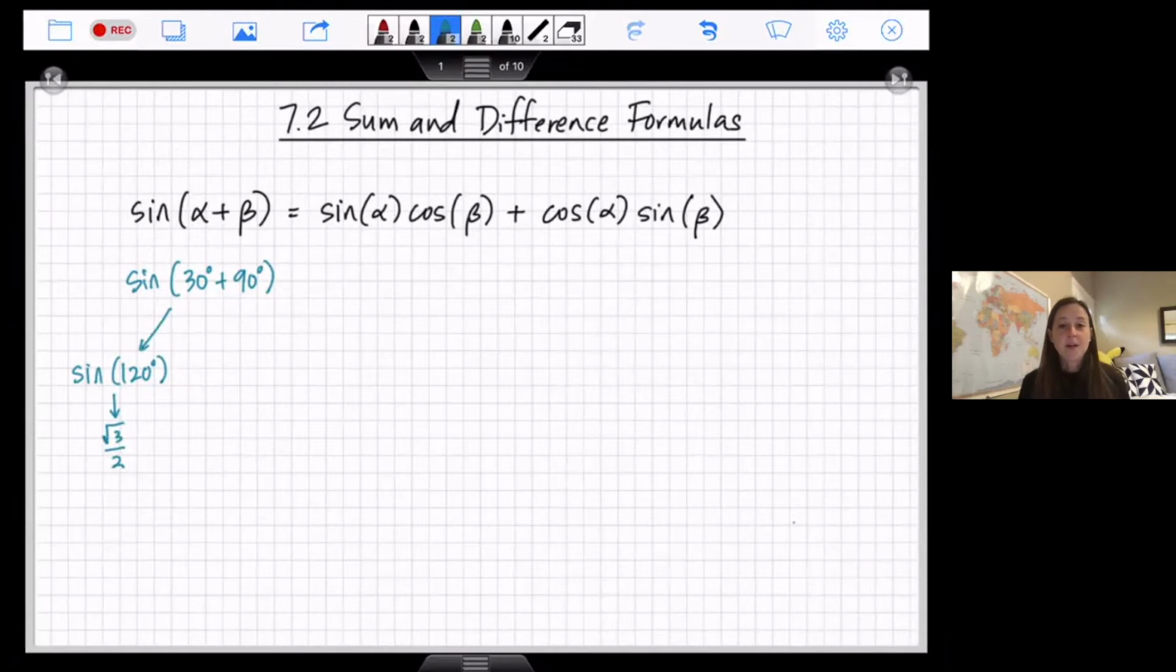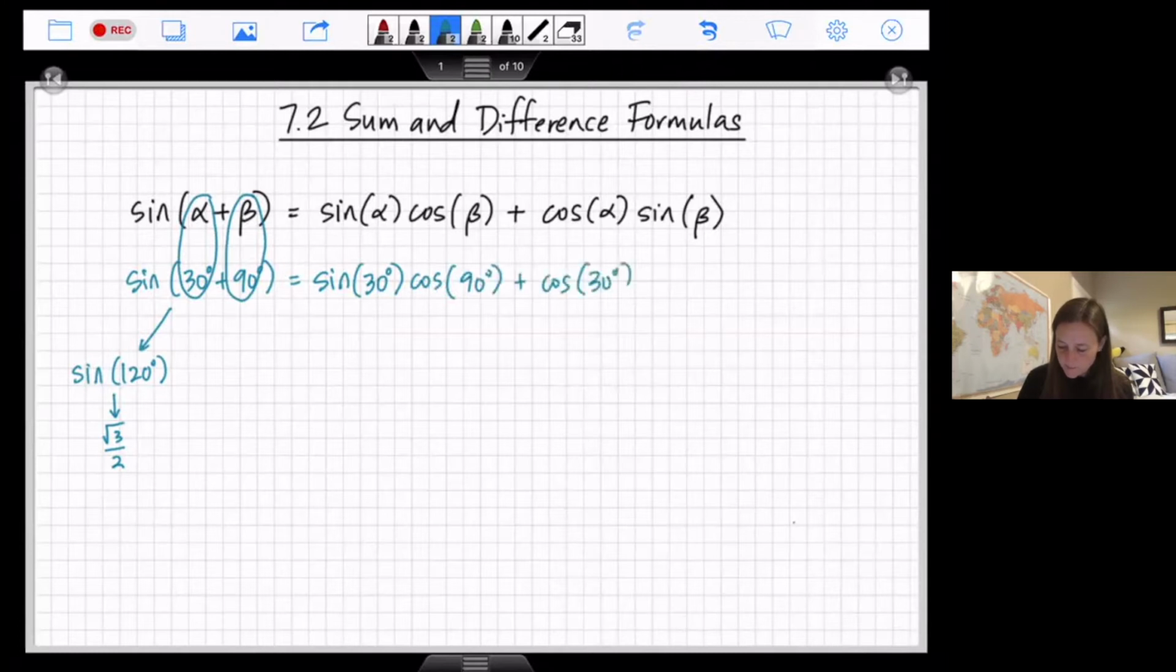So if I plug in 30 and 90 for alpha and beta in this formula, at the end, it should give me the square root of 3 over 2 if this formula is actually correct. So I'm just going to plug in 30 for alpha and 90 for beta on the right-hand side of this formula. Everywhere there's an alpha, I'm going to put 30 degrees, and everywhere there's a beta, I'm going to put 90 degrees. And then those are 4 trig functions that I know how to evaluate, right?